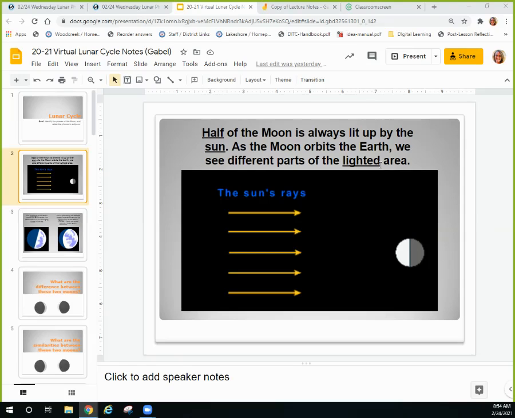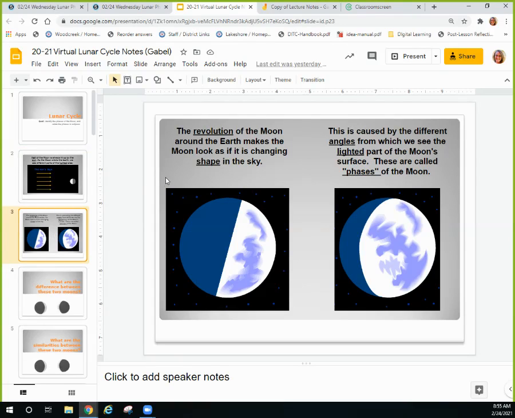So different places on the planet might see the shape of the phase a little differently, but it'll still be the same phase. It's always getting light from the sun. So we talk about revolution and rotation with this unit, and the revolution of the moon around the Earth makes the moon look like it's changing shape. And really, it's just the amount of light that we're seeing reflected on the moon. The moon doesn't actually change shape, just the light that is being shown.